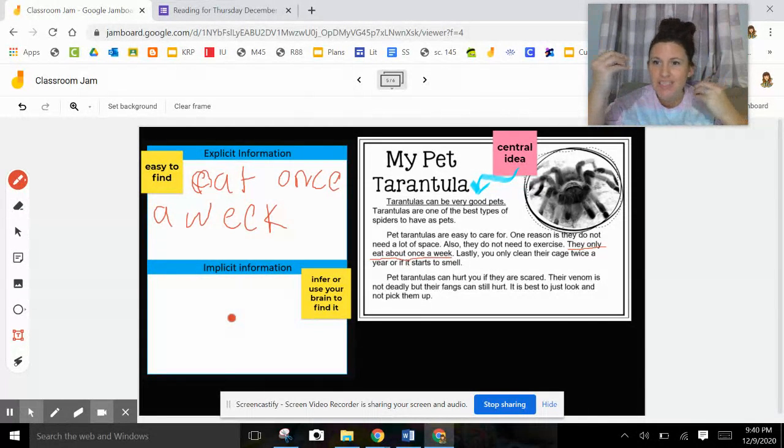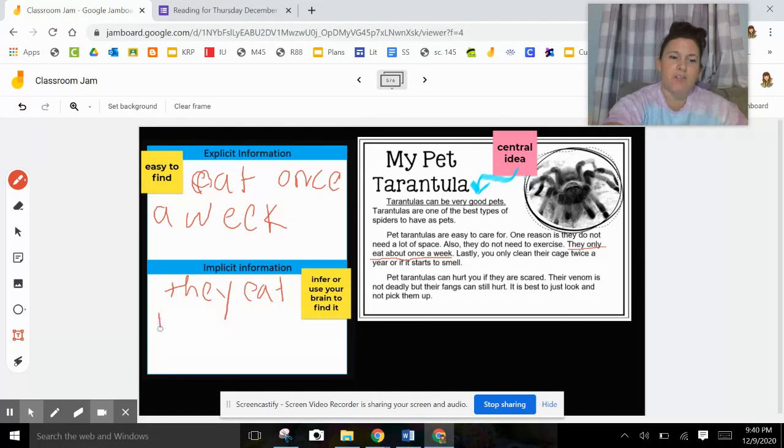So that's the implicit information that you have to dig for and find because you will not find it in the text. So implicit information could be they eat, I would say bugs, but I want to say insects because that's the fancier second grade word. Yeah, they eat insects. Let's draw us a little bug right there.